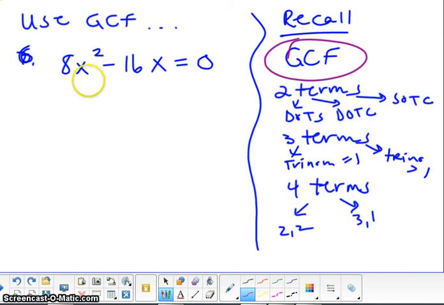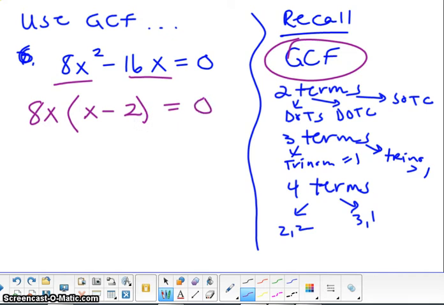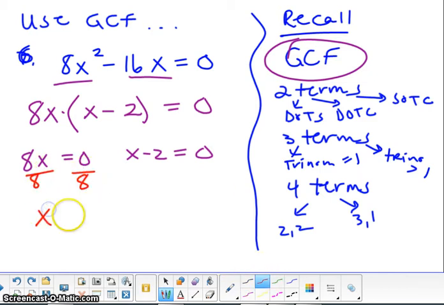So I can see that there's an 8x in common on both of them, so I'm going to factor those out, and what's left over would be x minus 2. So with the zero product property, notice that 8x is multiplied by the x minus 2. So I'm going to do the exact same thing as before. It's just going to look a little different because I'm setting 8x equal to 0. And this one does not look different because it's a binomial. And I'm going to set that one equal to 0 as well. So after I divide both sides by 8, I get x equals 0.